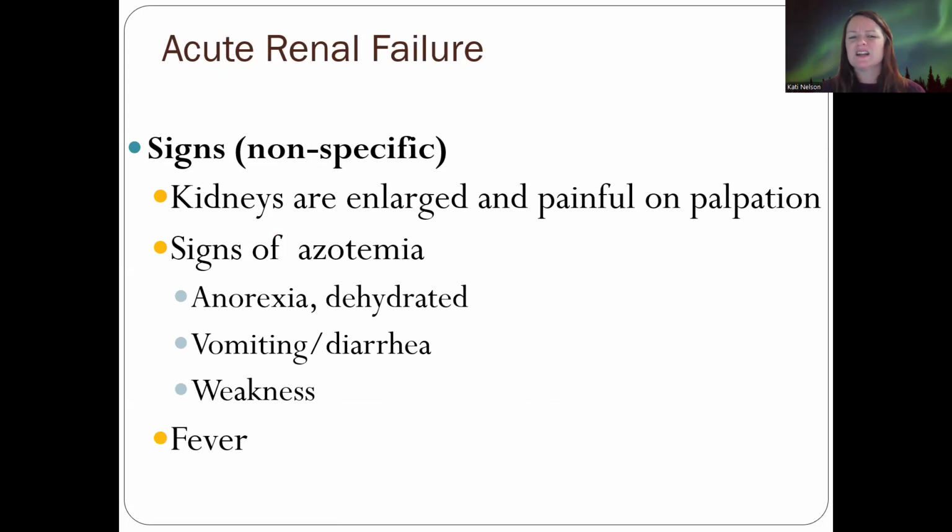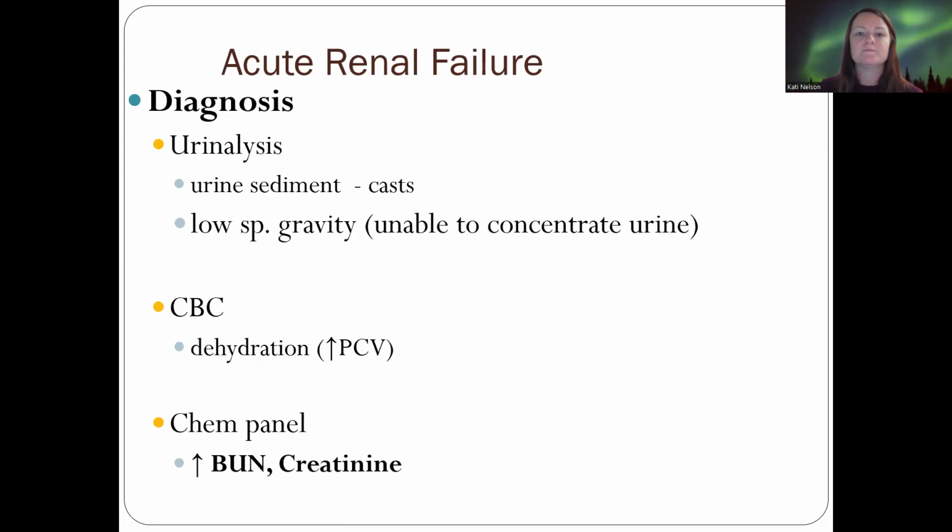So more signs, these are non-specific. Kidneys may be enlarged. They could be painful on palpation. You don't see that a whole lot. Signs of that azotemia, right? So anorexia, dehydration, vomiting, diarrhea. They could be weak, sometimes a fever. So it just kind of depends. Again, these are non-specific. They don't scream that they have urinary issues.